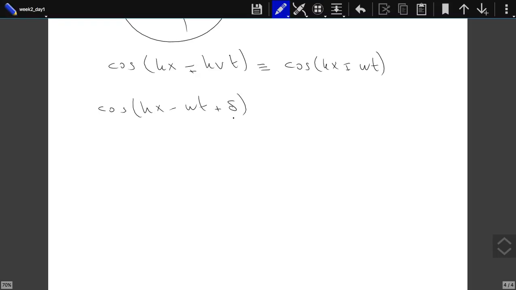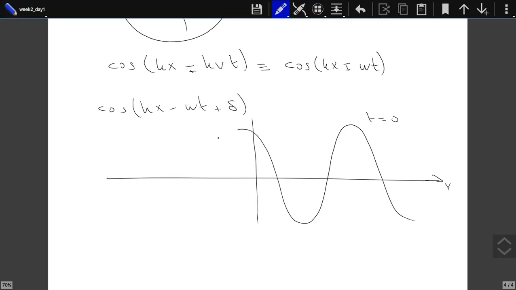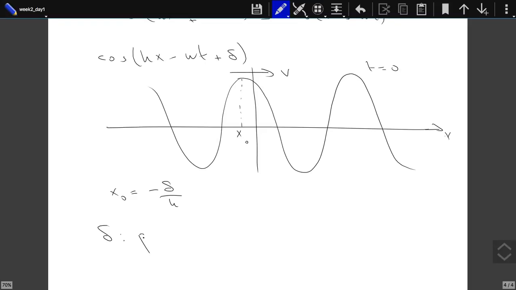So let's look at this wave. At t equal to 0, no, this is x. At t equal to 0, it will basically have this shape. This point over here is x0 equal to minus delta over k. And this wave is moving in this direction. Now this delta is usually called the phase shift.